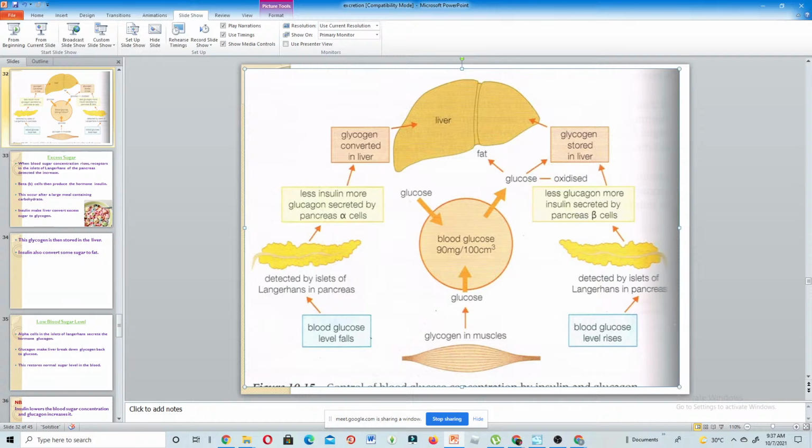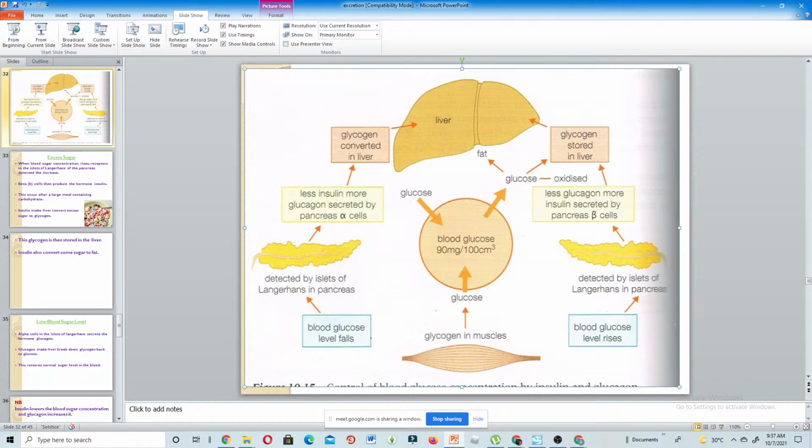Right, so the right hand side of the image focuses on what happens whenever the blood glucose level rises. And the left hand side is what happens when the blood glucose level falls, which we're going to look at now. So focusing on the left hand side of the diagram now, yes, there will be times when you're not eating enough carbohydrate, which of course is glucose. Let's look at the box down the bottom left hand corner where it says blood glucose level falls.